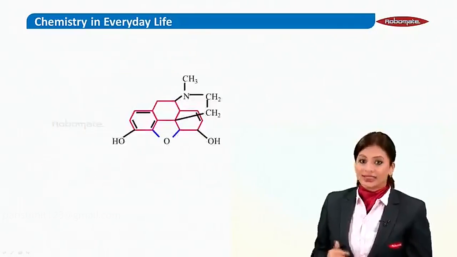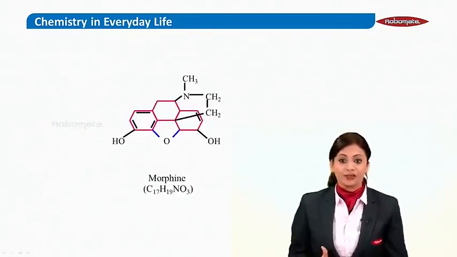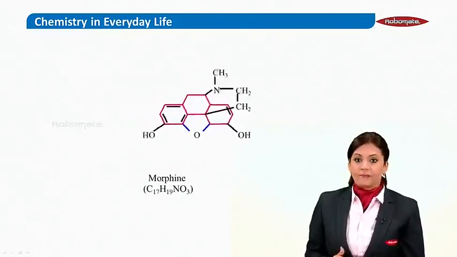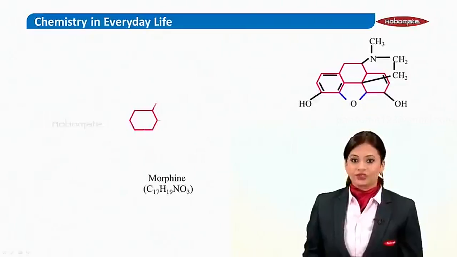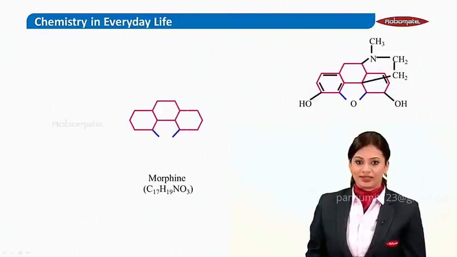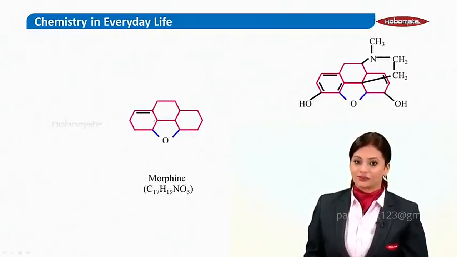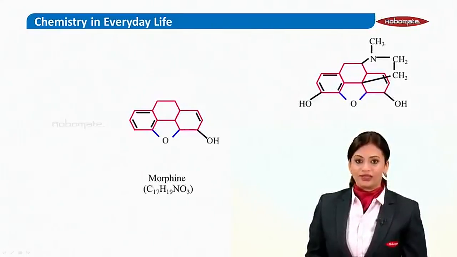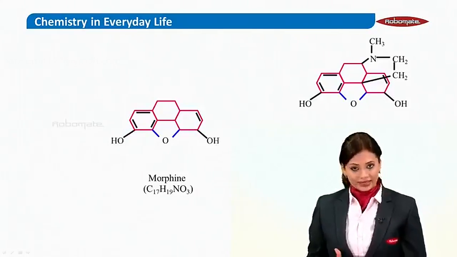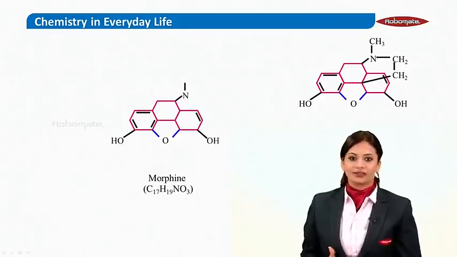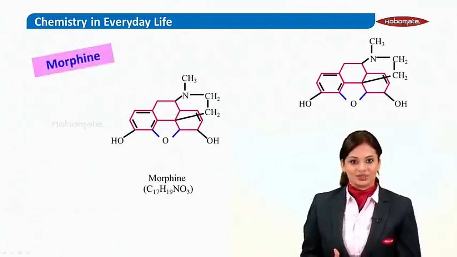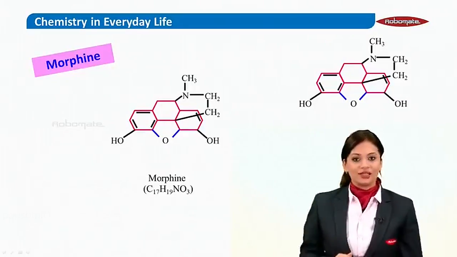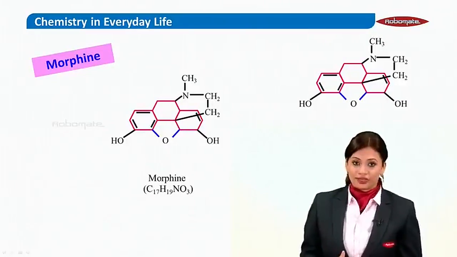Now let's see the examples. First we start with morphine. I put the structure here and we will draw it together. First we draw 3 cycles and attach an oxygen. Now we attach OH group at both ends. And now here comes the nitrogen, CH3, CH2 and one more CH2. This structure which we have obtained here is called morphine.